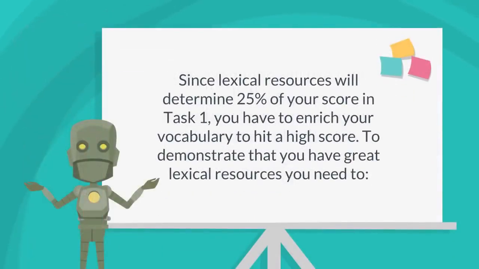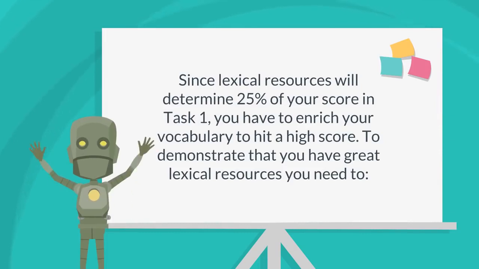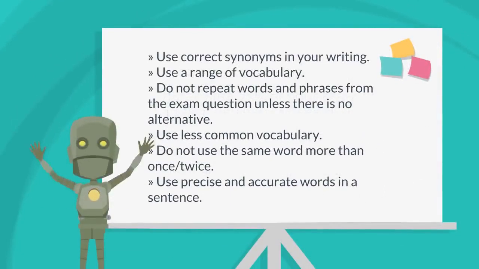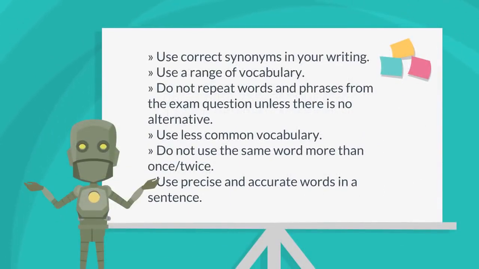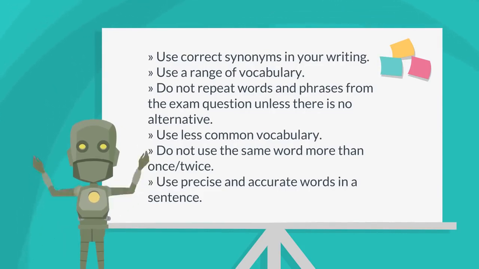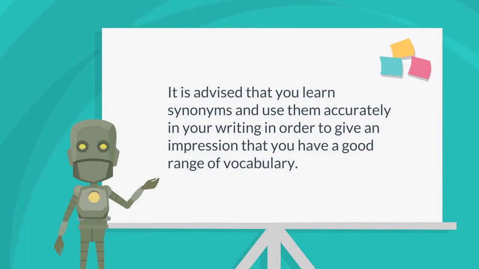Since lexical resource will determine 25% of your score in task 1, you have to enrich your vocabulary to hit a high score. To demonstrate that you have great lexical resources, you should use correct synonyms in your writing. Use a range of vocabulary. Do not repeat words and phrases from the exam question unless there is no alternative. Use less common vocabulary. It is advised that you learn synonyms and use them accurately in your writing in order to give an impression that you have a good range of vocabulary.